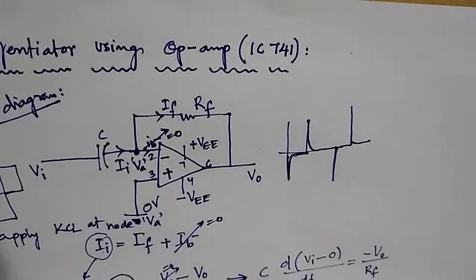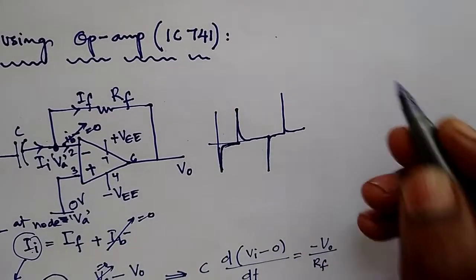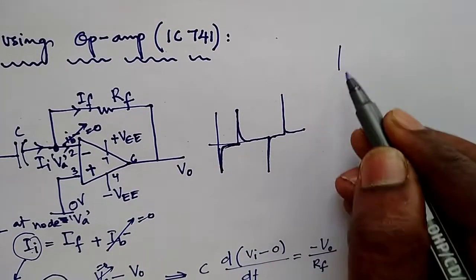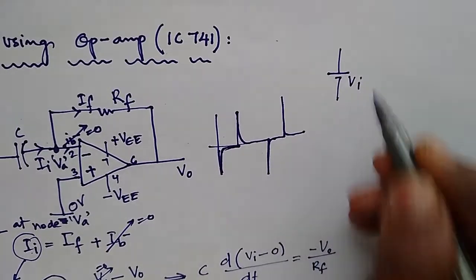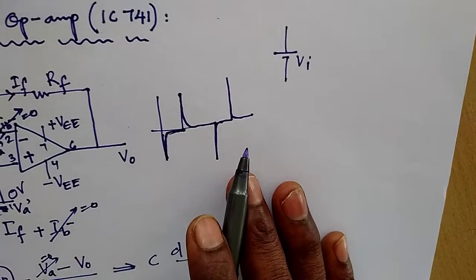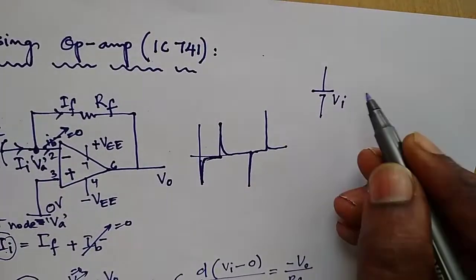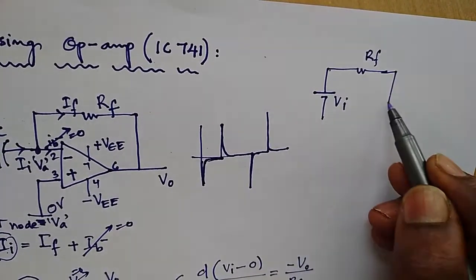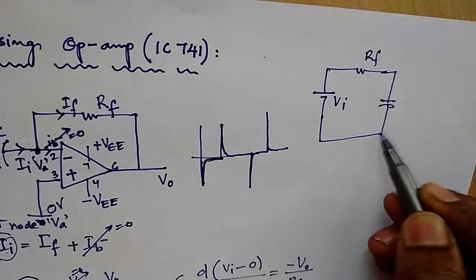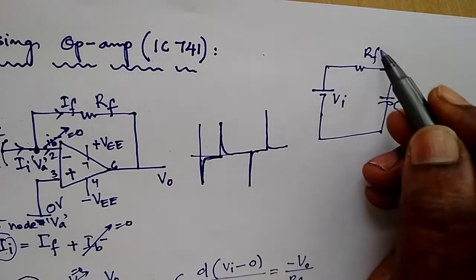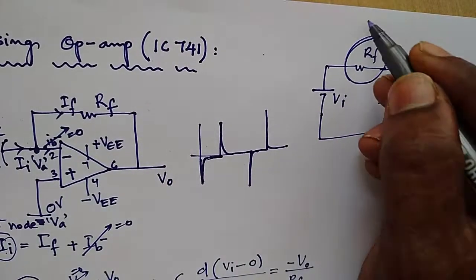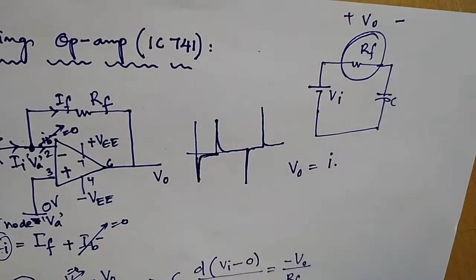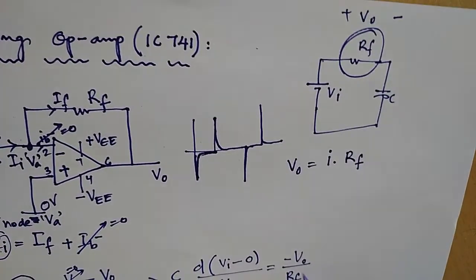But in the general expression of this differentiator, this is the actual output voltage. We have the voltage drop across the capacitor, and we are applying the input value Vi, with the resistance value Rf connected to the capacitor. Now we have to calculate the voltage drop across the resistor, V0. From this expression, V0 is equal to that current into the feedback resistance RF.